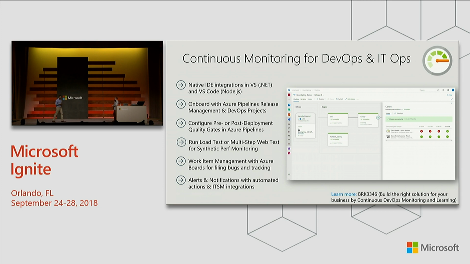Next up is, as you onboard to Azure Pipelines, or you may be using that for release management or DevOps projects, you're able to turn on monitoring very easily. It's a simple check. And as you use CI/CD, continuous deployment using Azure Pipelines, you can set quality gates, either pre-deployment and post-deployment as well. So you're able to catch problems based on actual performance of your app as early as possible before they go into production. And then even do pre-prod testing in pre-prod environments, run load tests or multi-step web tests to test your service before you roll it out into production.